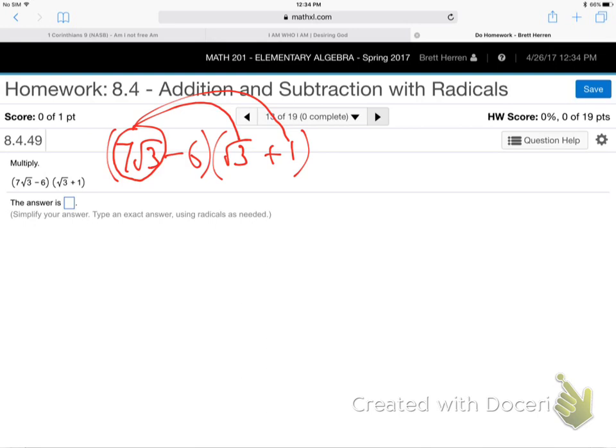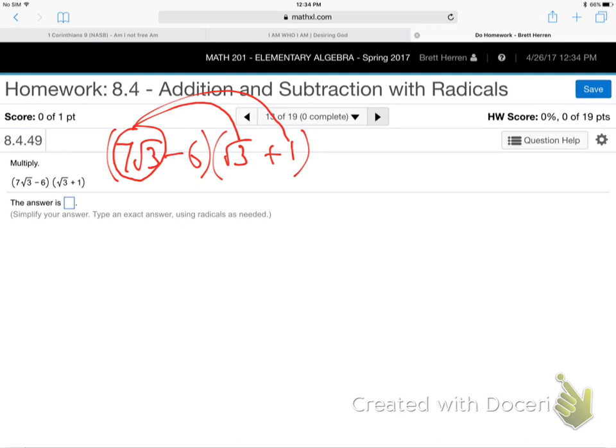So 21 plus 7 minus 6. What are those two root 3s going to do? Those two root 3s are going to make one plain 3. Times 7 is 21. 21 plus 7 minus 6. Everybody see that?